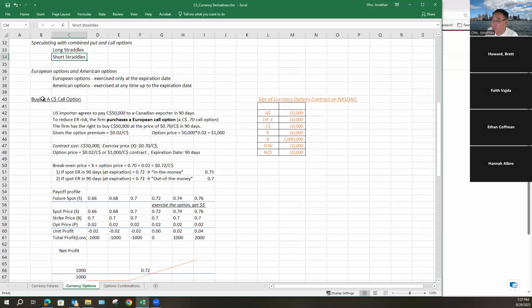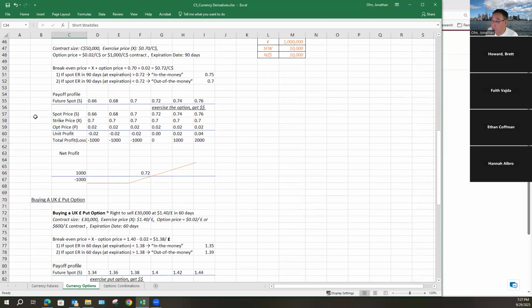The call option, if you buy a call option, your net unit profit was spot minus strike price minus option price. Remember that? In this case, when you exercise, it's spot minus strike minus option price. When you are out of the money, you just pay the option price this way.